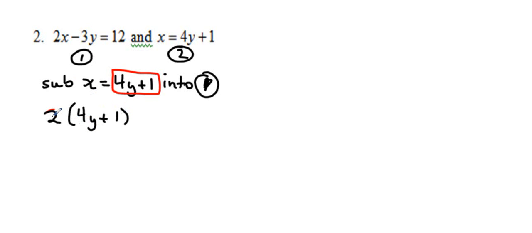So that's like my x, right? Right here, this is like my x. So I've got 2x. I still need to write minus 3y equals 12. So ignore the x there. I've got all of this in terms of only one variable, y.